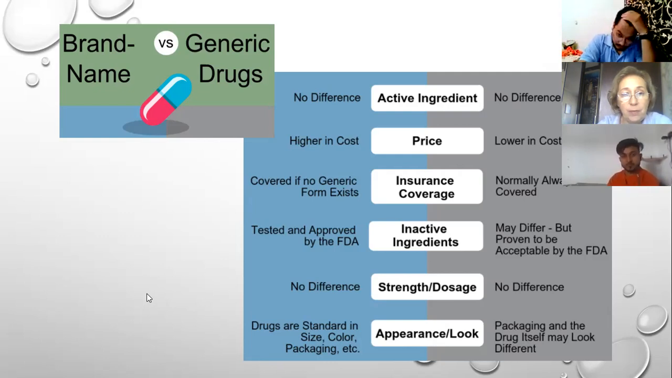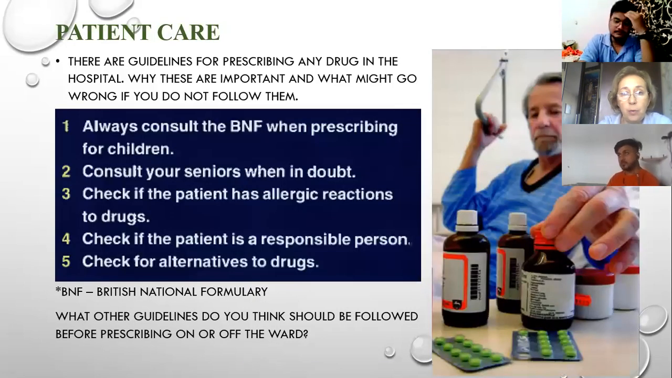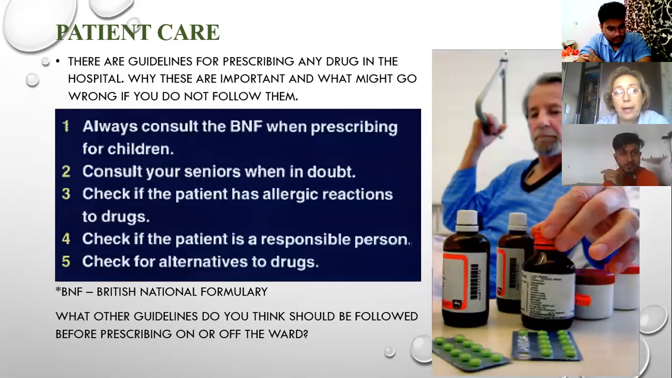So we've discussed this, and now if we go to the next slide, there is information about patient care, and there are some guidelines for prescribing drugs in the hospital. Let us look at these guidelines, and the question is why the guidelines are important and what might go wrong if we do not follow them. So let us listen to Aman. The first statement is for you.